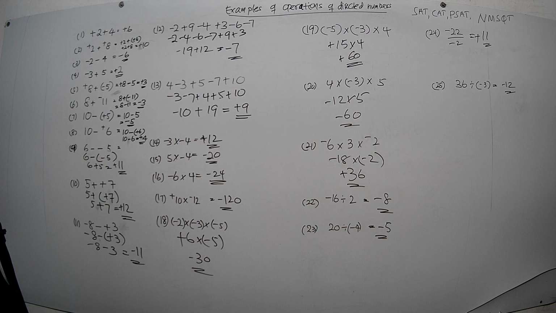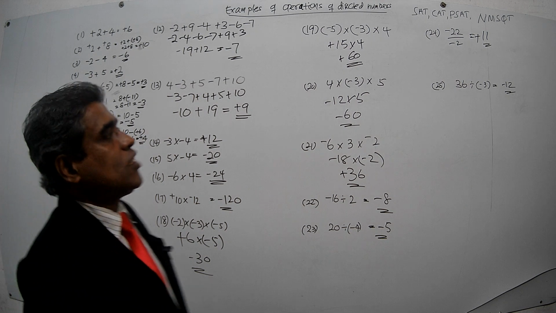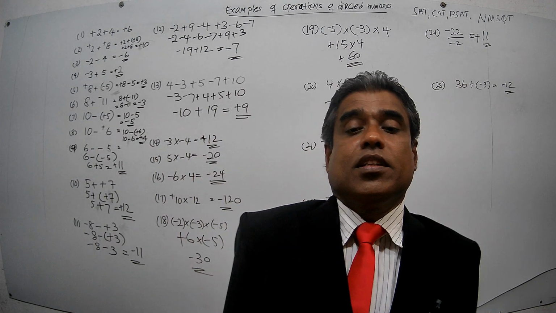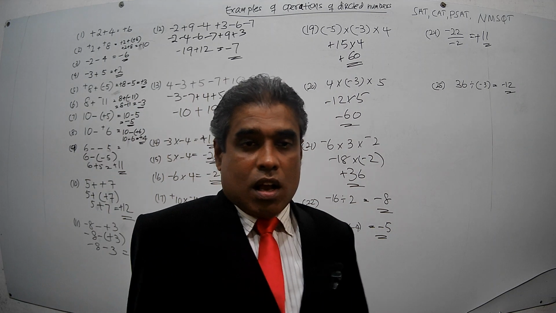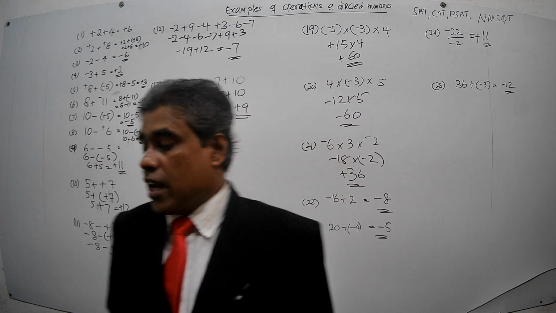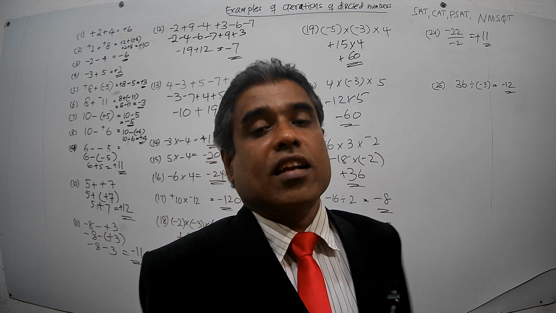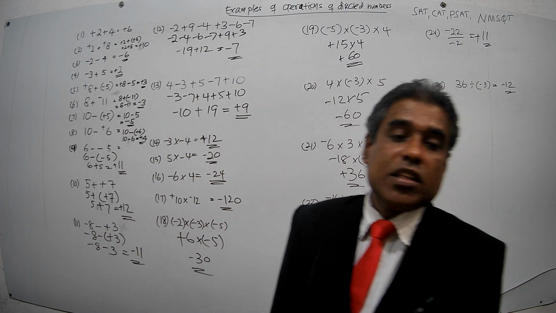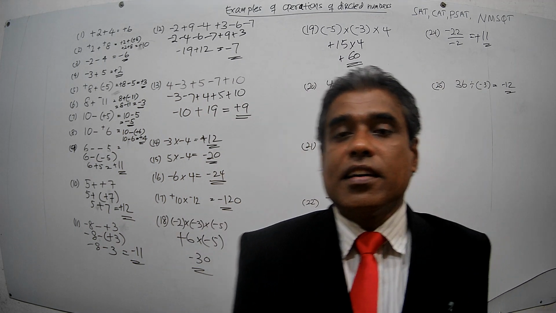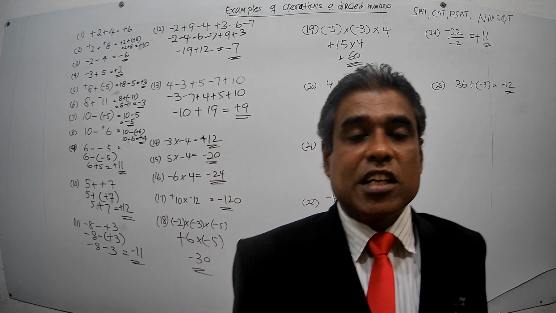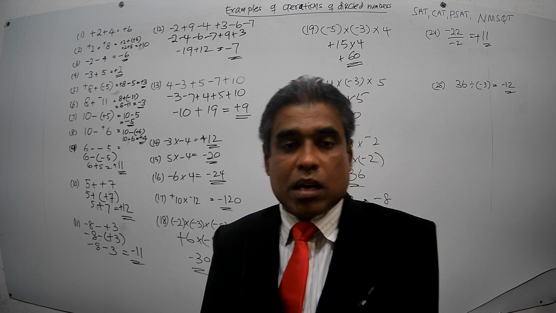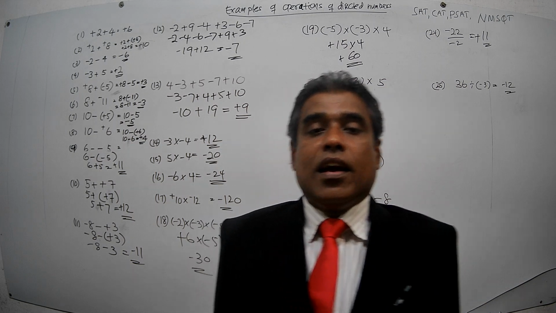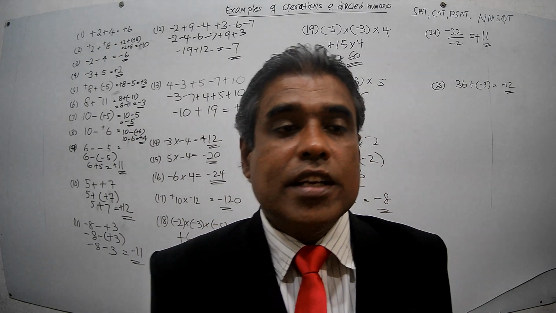Right. So this is how the rules of operations of directed numbers are used to add, subtract, multiply and divide directed numbers. So I think you understood these things. Watch the video again and again and try to understand.